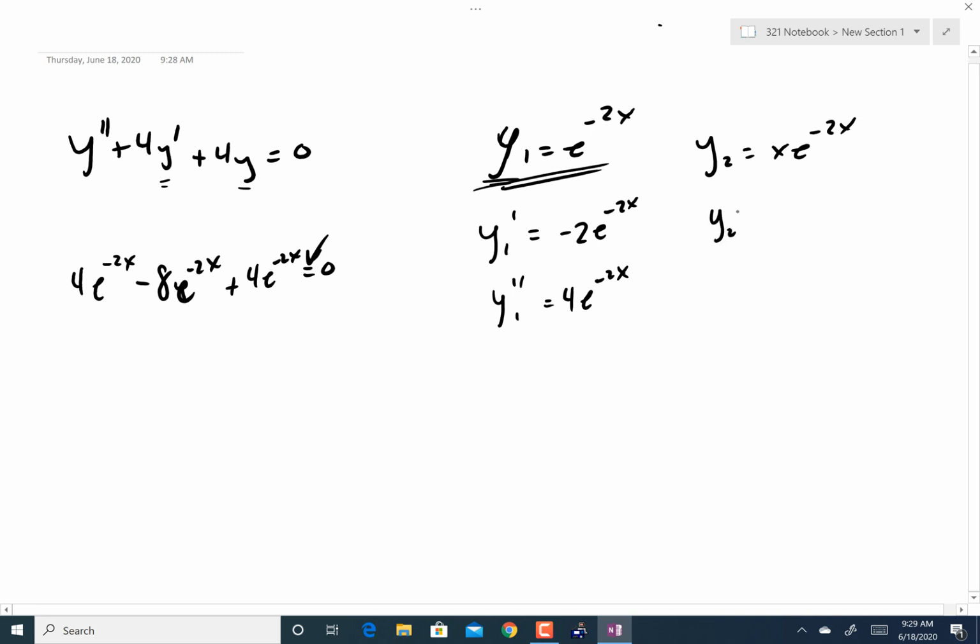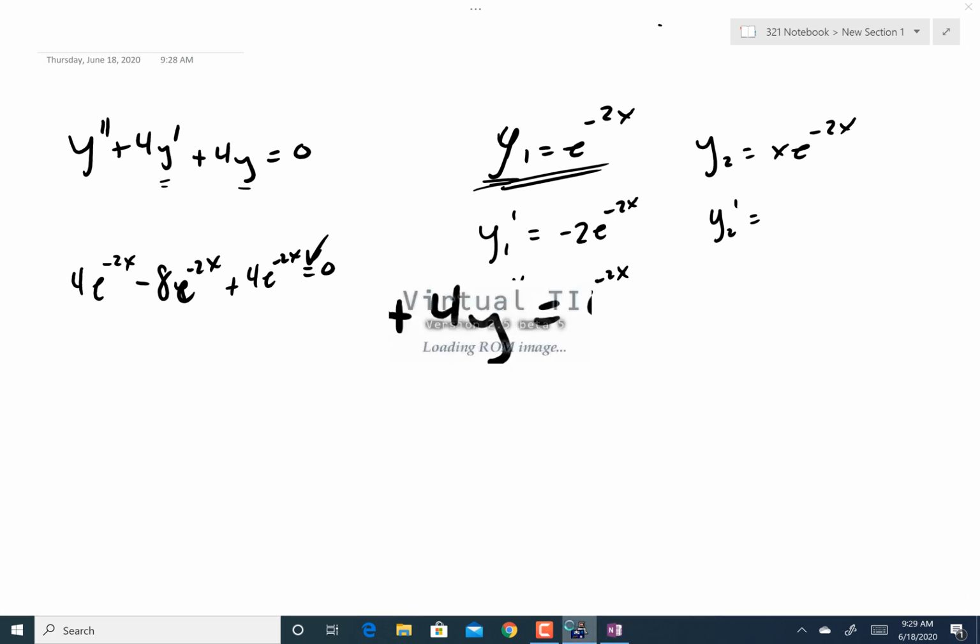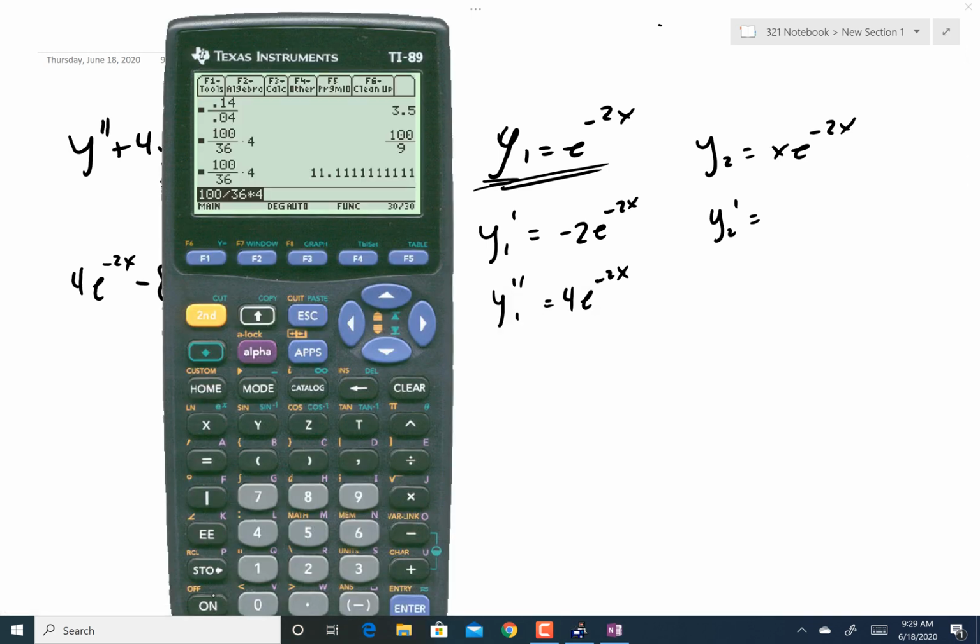I don't know. Let's find out. You're like, I don't remember how to take the derivative of this. Well, it's product rule. But if you don't remember, by all means, use your calculator for this. There you go. There's our first derivative. I'm going to jot that down.